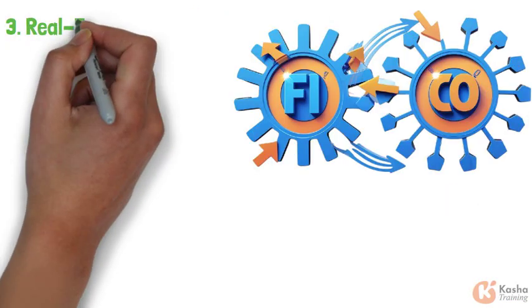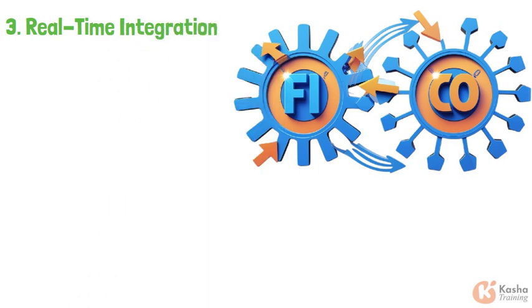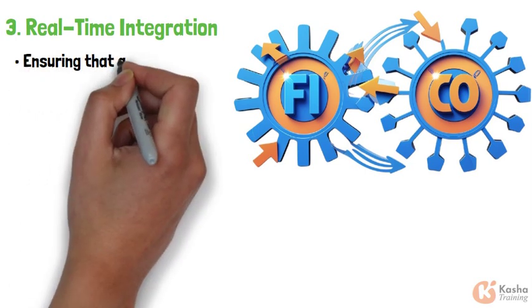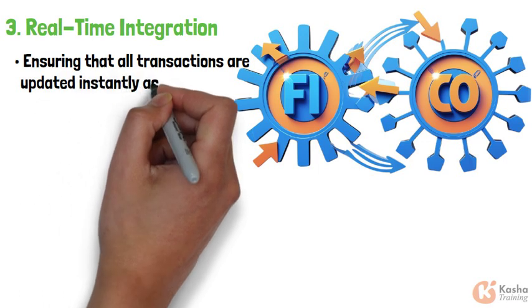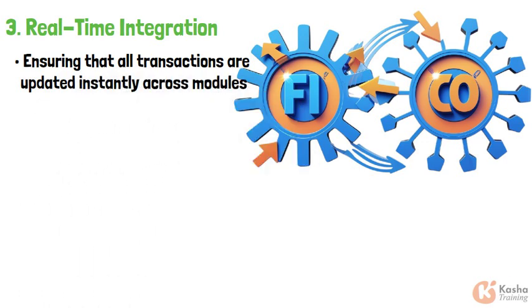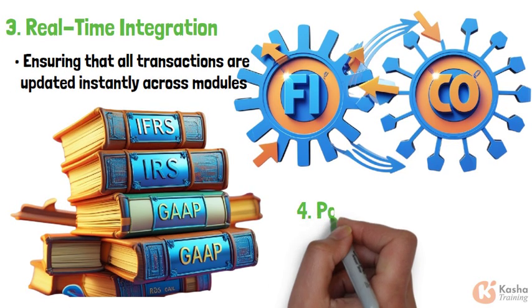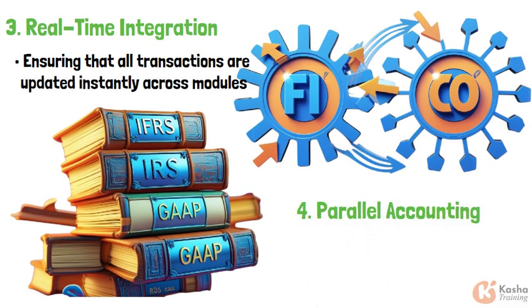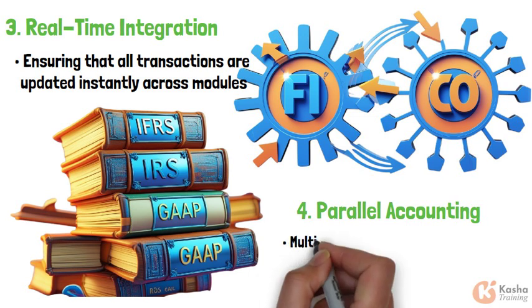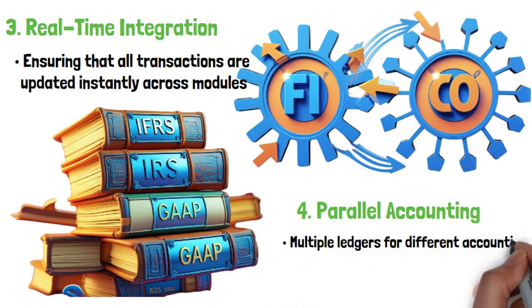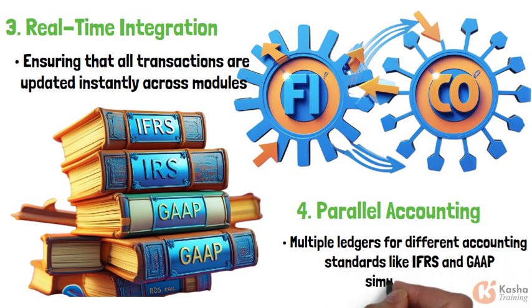3. Real-time integration. New GL provides real-time integration between financial accounting, FI, and controlling, ensuring that all transactions are updated instantly across modules. Classic GL requires periodic reconciliation, which can lead to discrepancies. 4. Parallel accounting. With New GL, organizations can maintain multiple ledgers for different accounting standards like IFRS and GAAP simultaneously. Classic GL does not support this feature as effectively.